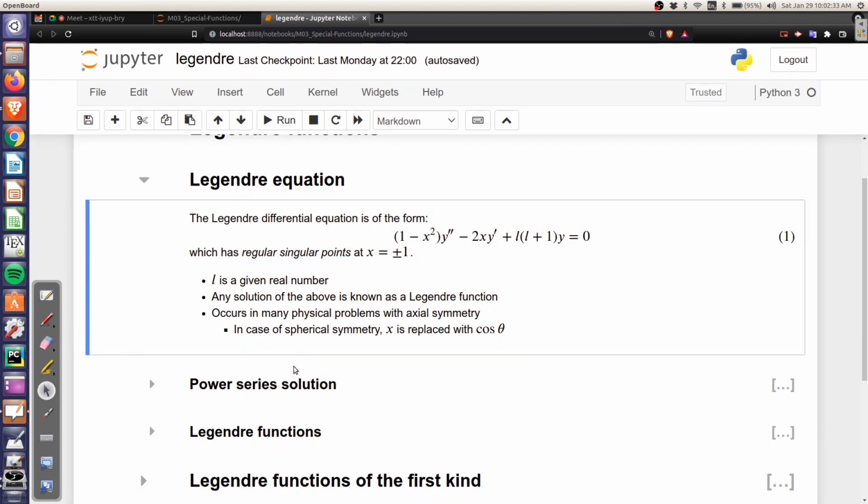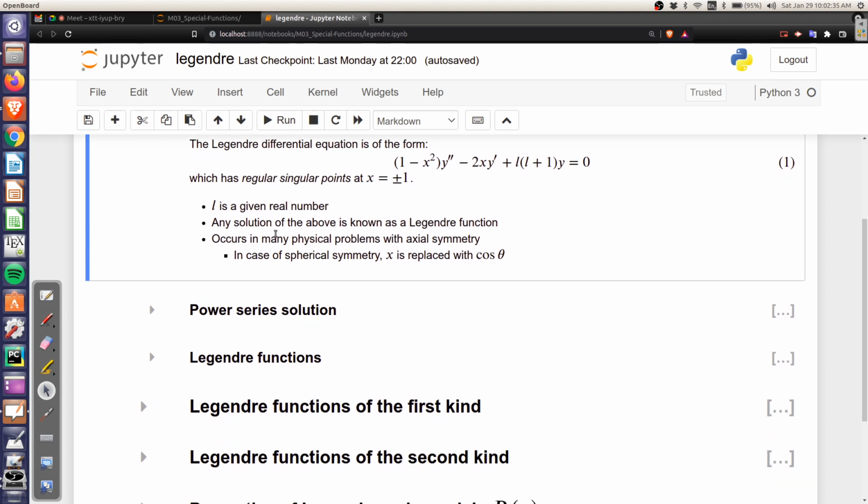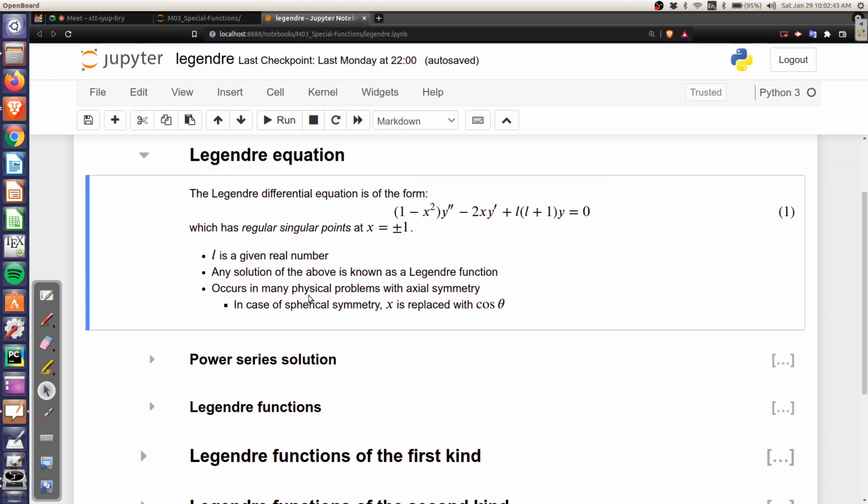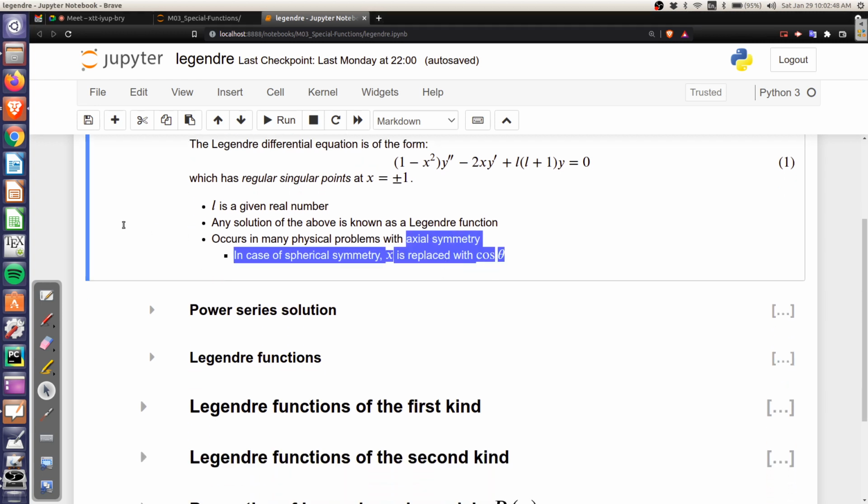Okay, so here we have L is a real number. Any solution of this equation number 1 is known as a Legendre function. Why do we need to study Legendre function? Because it occurs in many physical problems which have got an axial symmetry. In those problems, the Legendre differential equations become very popular. We'll do some problems next semester in your electrodynamics course. We'll take some cases where there is some charge distribution with axial symmetry, and we will see that the Legendre differential equations come into the picture.